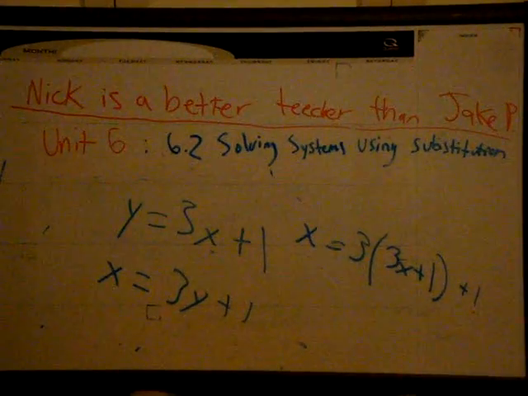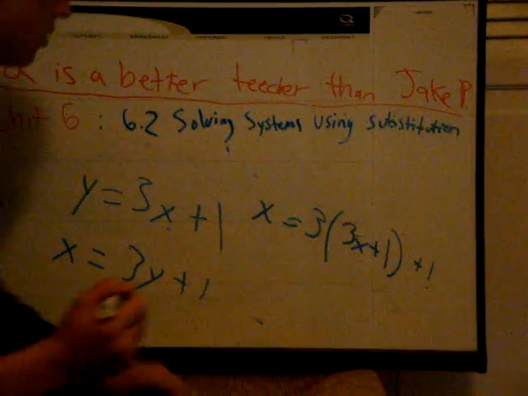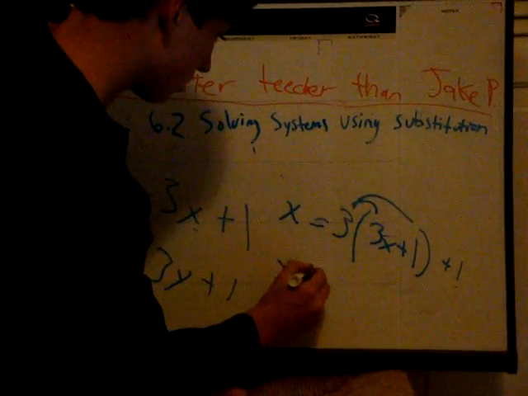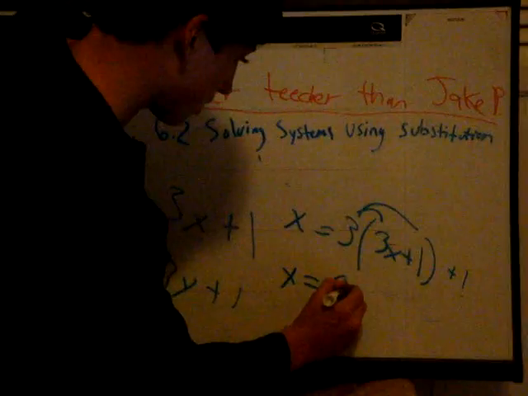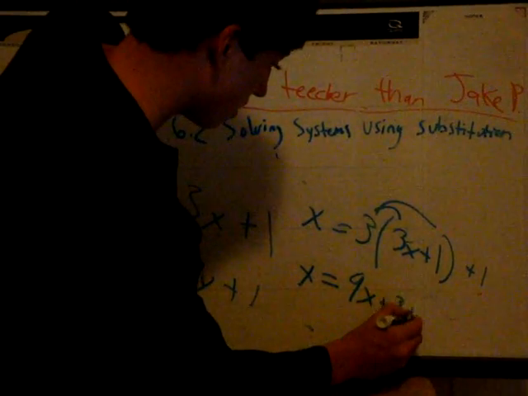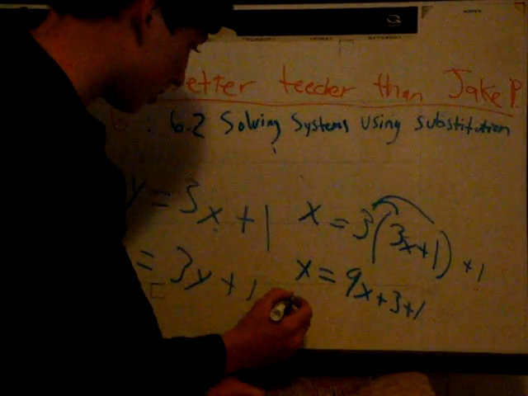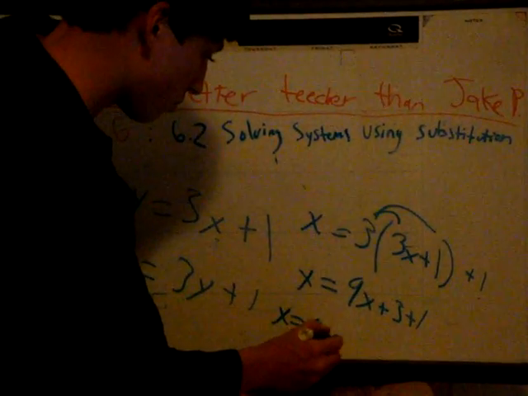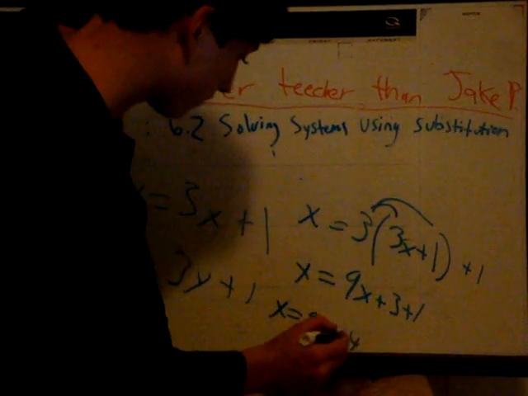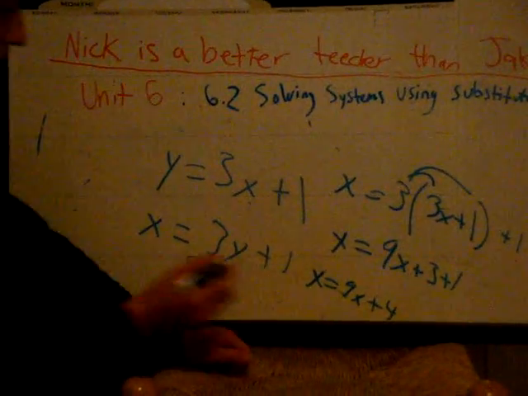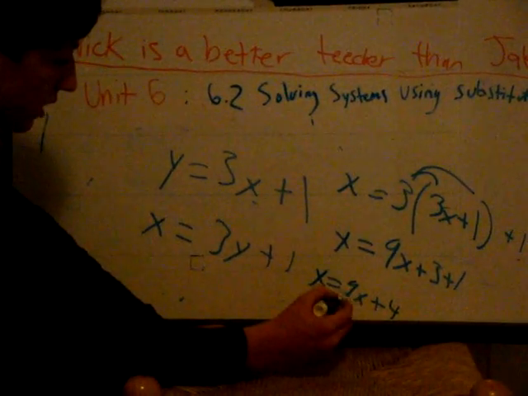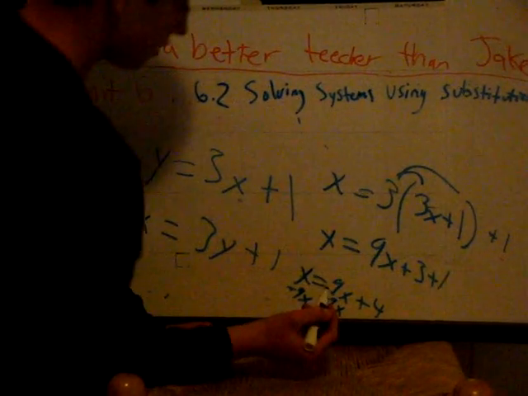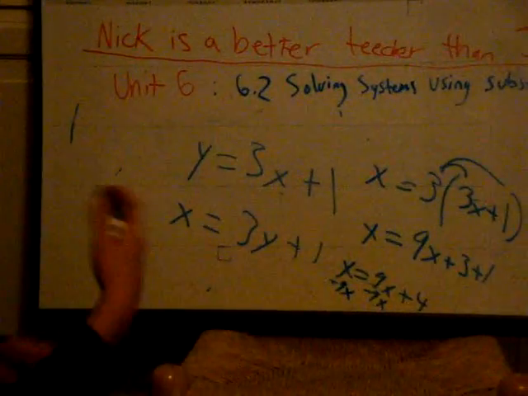And then we're going to use the distributive property, which I hope you've learned before this, and we're going to distribute that. So that would be x equals 9x plus 3 plus 1. Simplify that a little. x equals 9x plus 4. And then what we're going to do is get all the x's on one side, so subtract 9x, subtract 9x, because what you do to one side, you have to do the other.